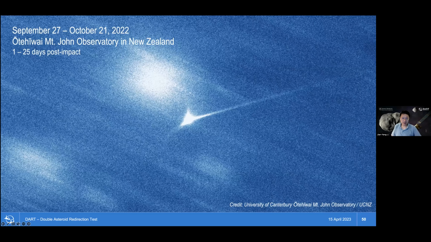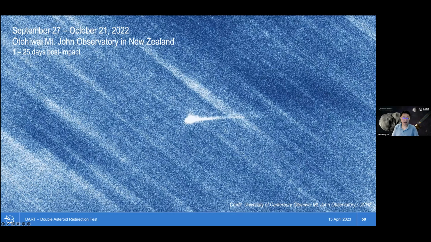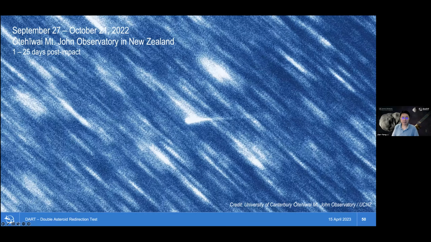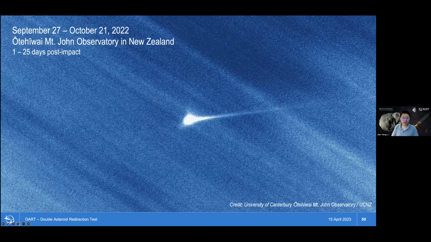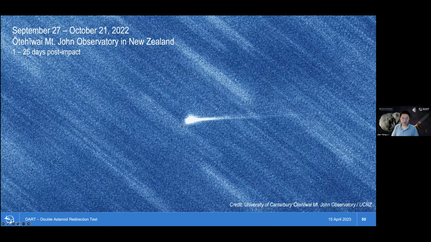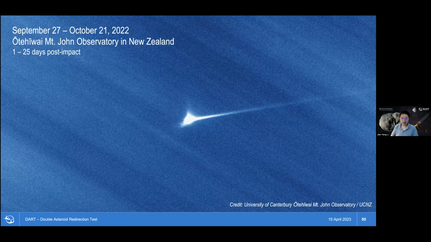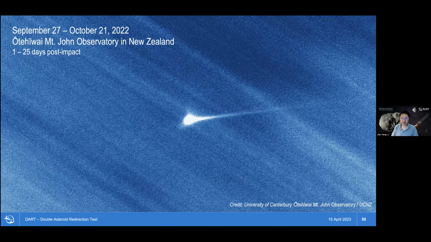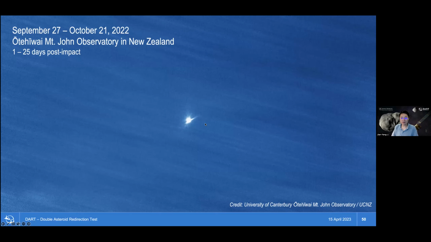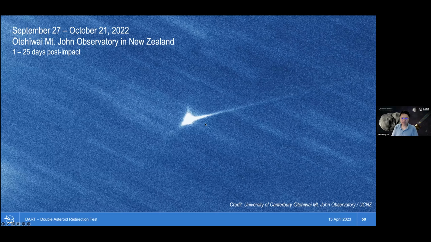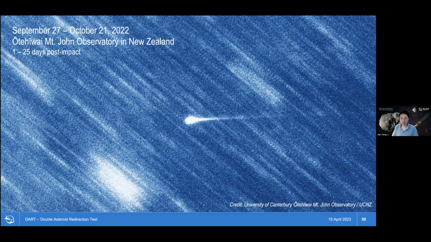This sequence was also taken on the ground from New Zealand. There's a telescope, I think this is a 2-meter telescope, and it covers from 1 day to 25 days after impact. Similar to what I described before, you have an ejecta cone, and then everything moves towards the tail, and then the ejecta clears out, and all the dust is in the tail. But this one is, of course, at a much lower resolution than the Hubble Space Telescope.